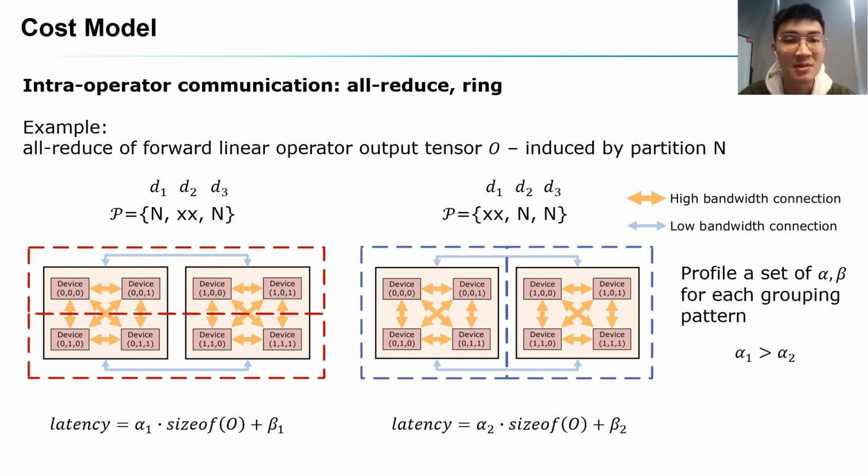We model the latency as a linear function of communication size. The grouping pattern determines the interconnection topology and bandwidth within each group. Thus, we profile separate linear coefficients for each grouping pattern. The number of grouping patterns is not greater than the number of devices, making our profiling practical.